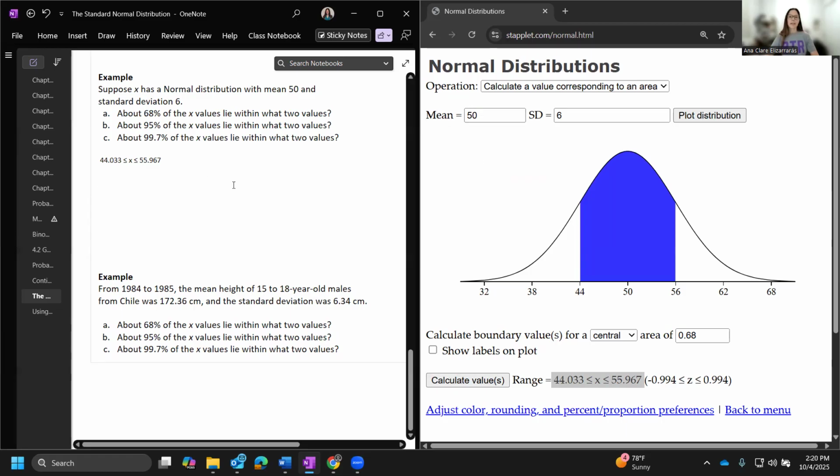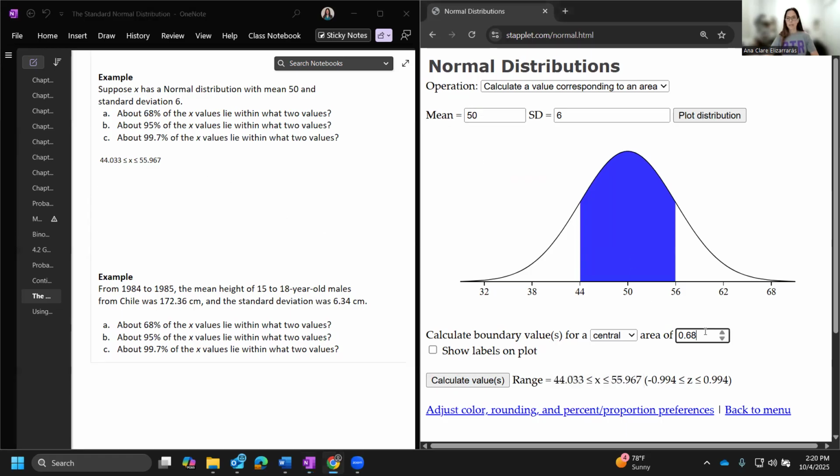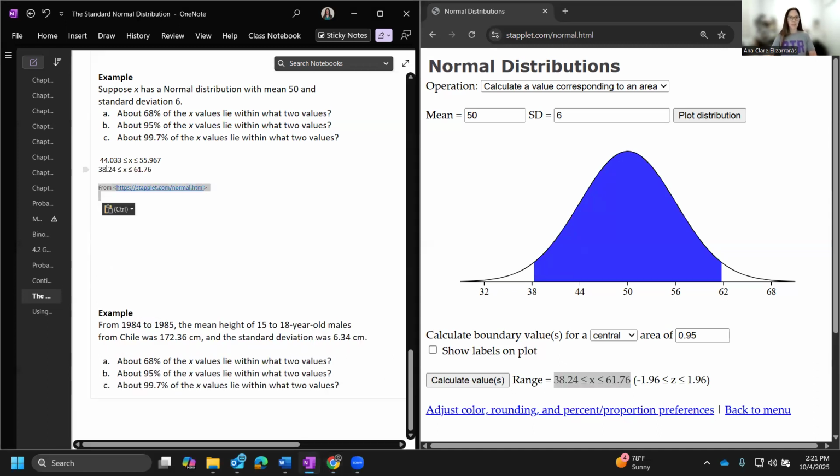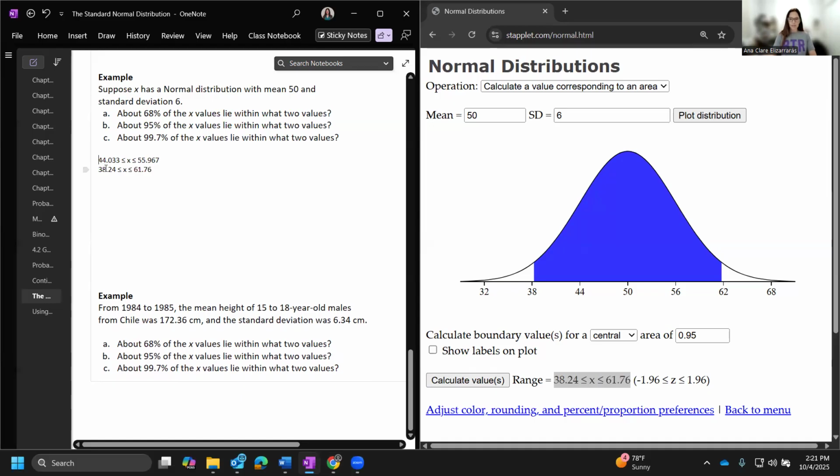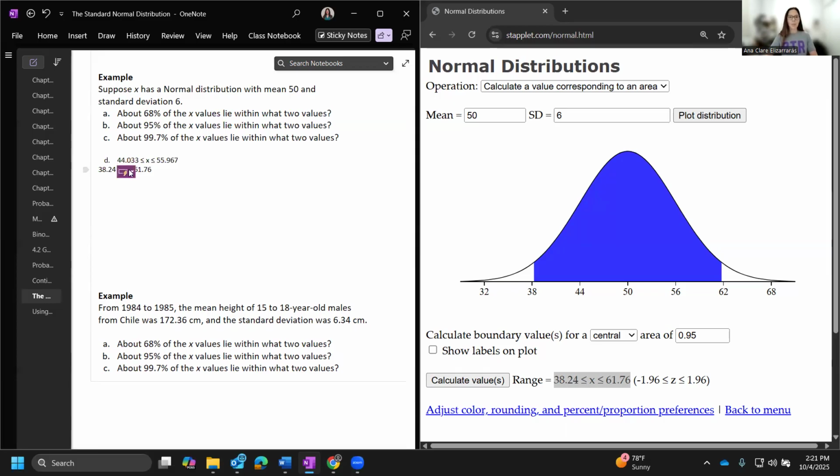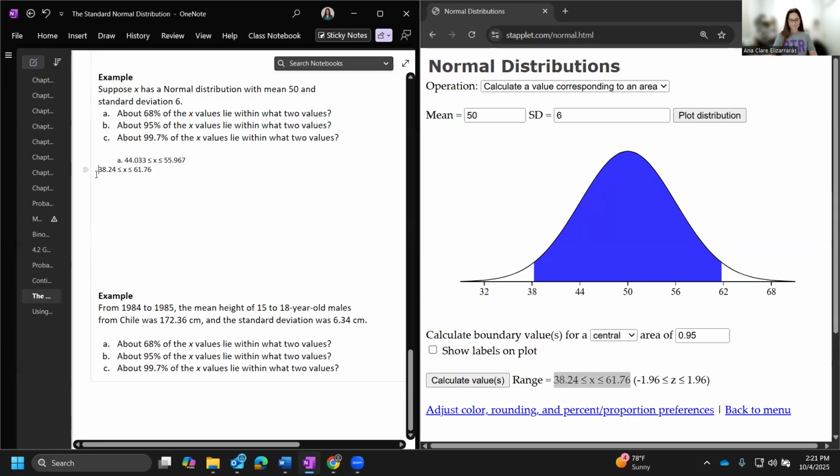What about 95%? So again, as a decimal, I enter 0.95, and I am given 38.24 to 61.76. And again, I am not actually at 2 standard deviations. I am at 1.96, to the right and to the left, okay?